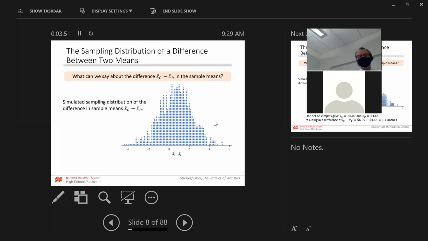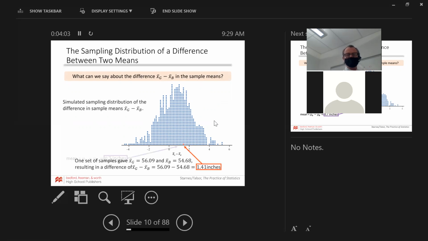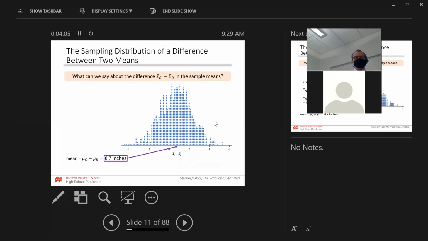So they did this simulation thousands of times. What happens? One gave you this. I don't know if I find that helpful. There's the center, because the center is 0.7, just like our picture. And each time they did this simulation, they put a dot there.